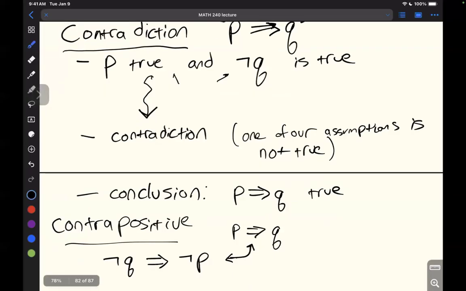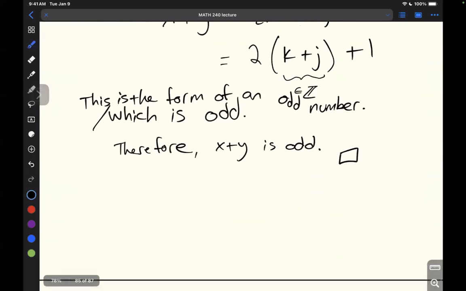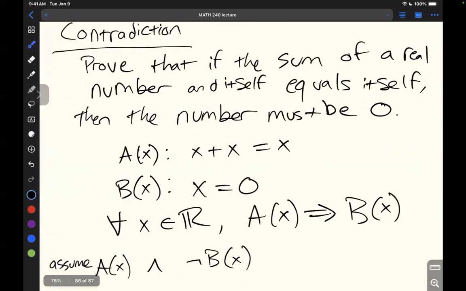So we do that. We work our way to a contradiction, which is when one of our assumptions ends up not being true. And then we can say for our conclusion that P implies Q is true. We have our example down here: prove that if the sum of a real number and itself equals itself, then the number must be 0. So if we're doing x plus x, and we get x in return, we want to prove that x has got to be 0.